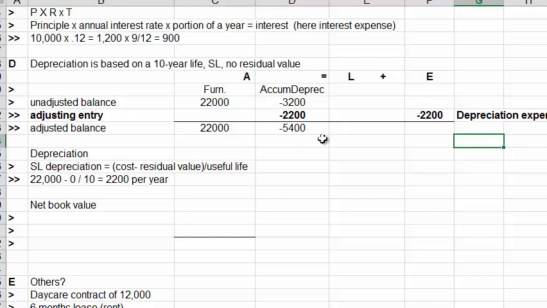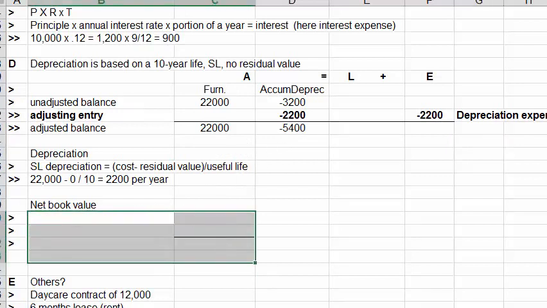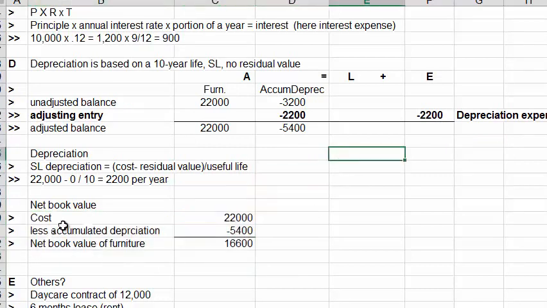These two accounts have to be considered together. If Sample Daycare ever sells the furniture, it has to take off its books both the furniture and the accumulated depreciation account. These two accounts are integrally linked to each other. We call 22,000 minus 5,400 the net book value of the property, plant, and equipment. Cost minus accumulated depreciation is referred to as the net book value of property, plant, and equipment.